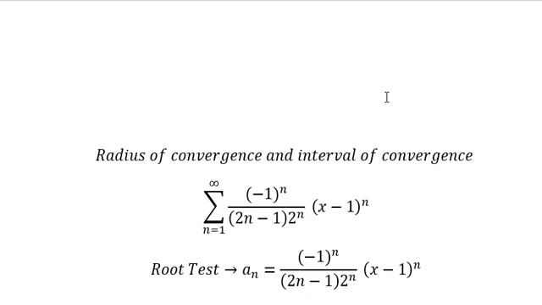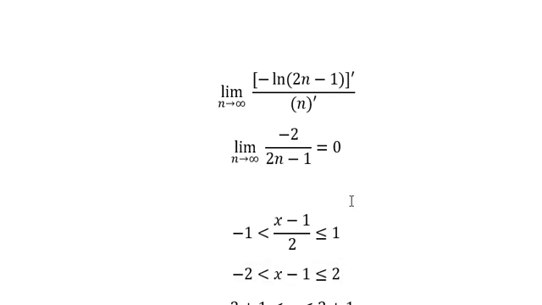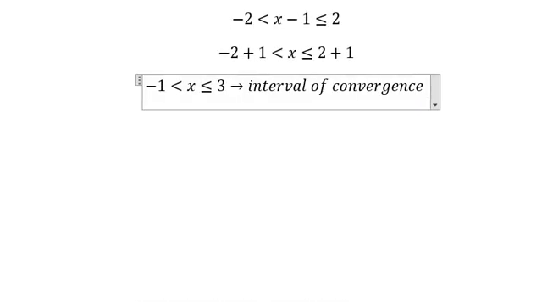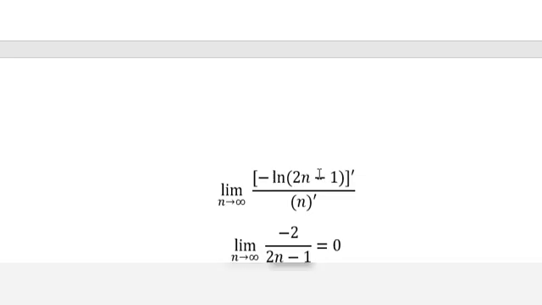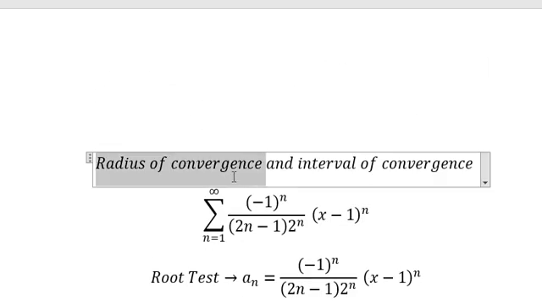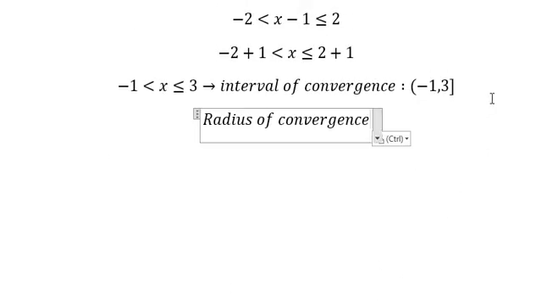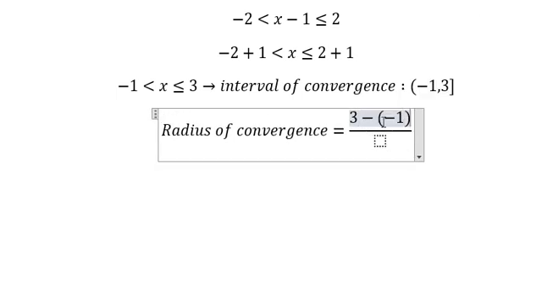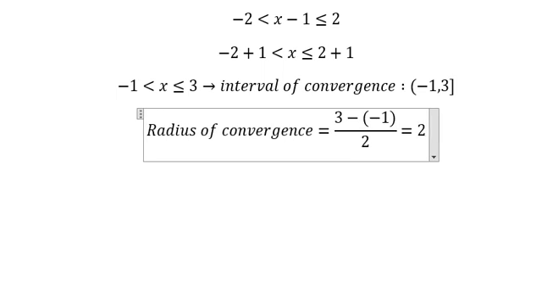So the answer for the question, the interval of convergence, should be from negative 1 to positive 3. The last one is the radius of convergence. To answer this one, we have number 3, minus negative 1, divided by 2, and we have number 2.